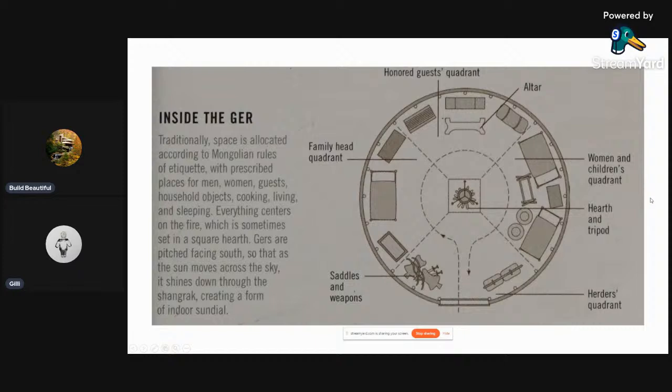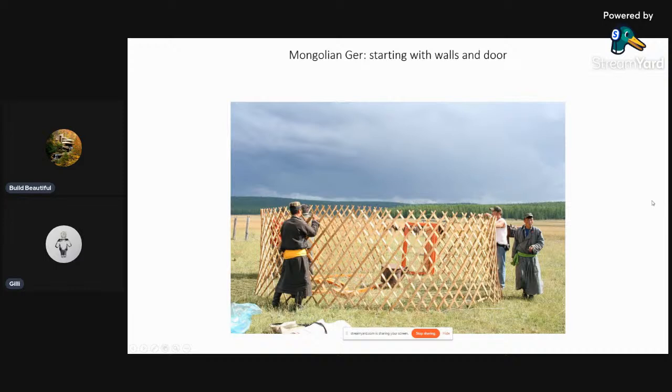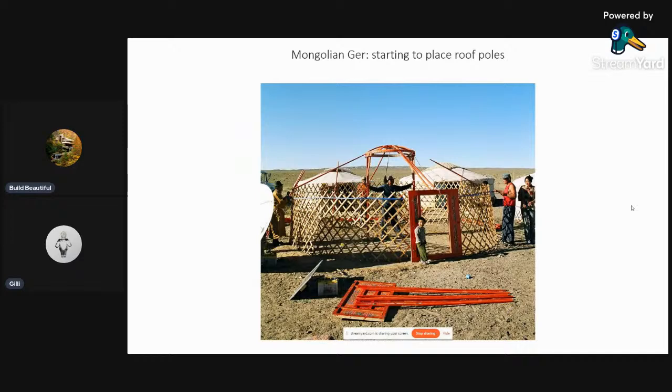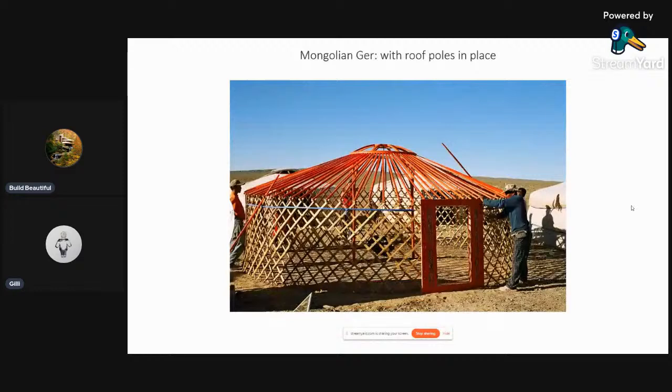I just got some images of real-life Mongolians creating a ger. So you see the wooden lattice panels there. You see the door frame put into place. And they're starting to place the roof poles as well. So, a Mongolian ger roof with roof poles in place.